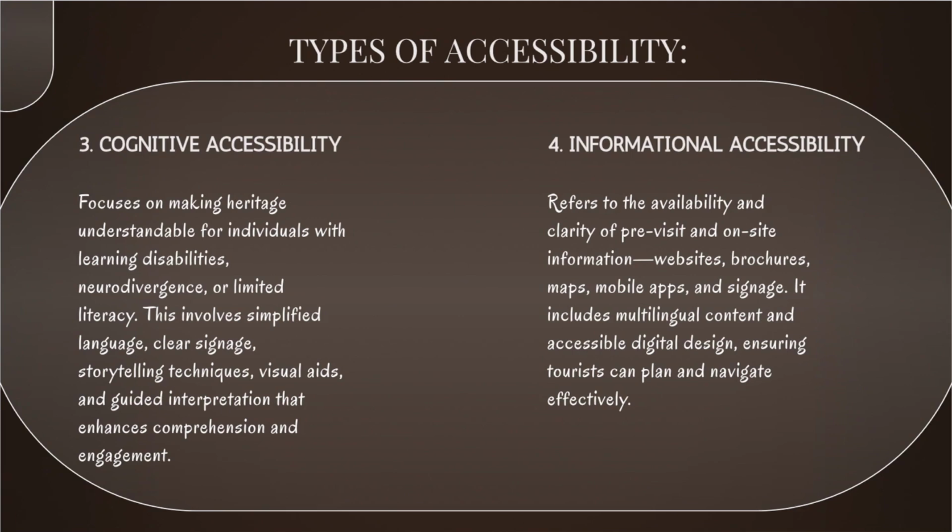The fourth type of accessibility is informational accessibility. It refers to the availability and clarity of pre-visit and on-site information. For example, websites, brochures, maps, mobile apps, and signage, hours of visit, time of entry and exit, among others. It includes multilingual content and accessible digital design, ensuring tourists can plan and navigate effectively.